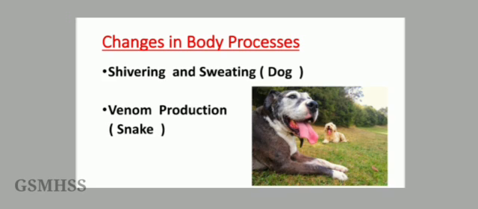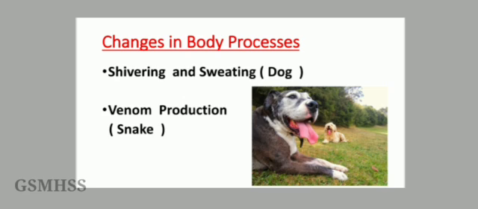Apart from showing changes in physical features, animals also adapt in the way their bodies work. This helps them to adjust to their environment. The dogs start shivering to generate body heat during the cold winter season. Dogs pant in summer, which causes the saliva on the tongue to evaporate and cool them down.